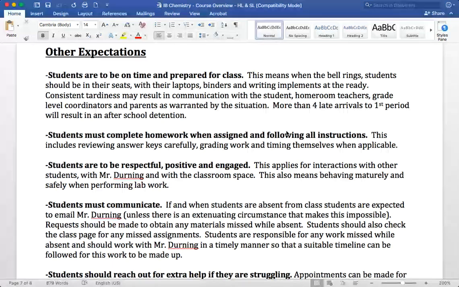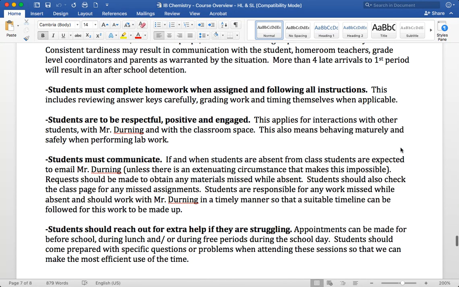If you are late more than 4 times to first period, it will result in detention. And if it's just a major problem, we'll have to communicate home about it.